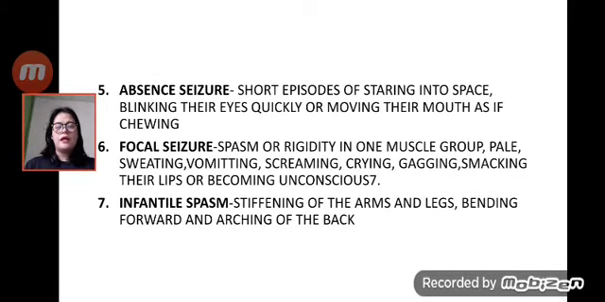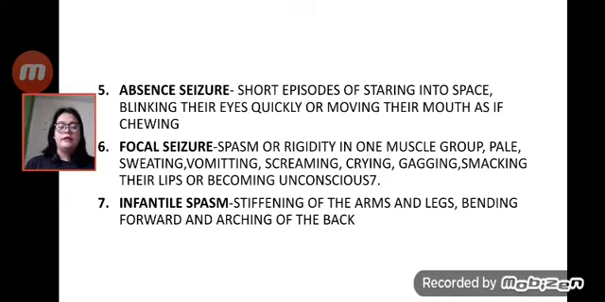Another type is the absence seizure. So absence seizure is the short episodes of staring into space, okay? Then blinking their eyes quickly or moving their mouth as if chewing. And the focal seizure naman, is the spasm or rigidity in one muscle group. There would also be pale skin, sweating, vomiting, screaming, and of course crying, gagging, smacking their lips, or becoming unconscious.